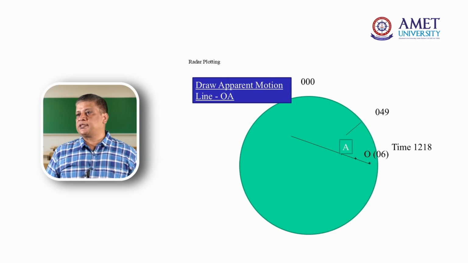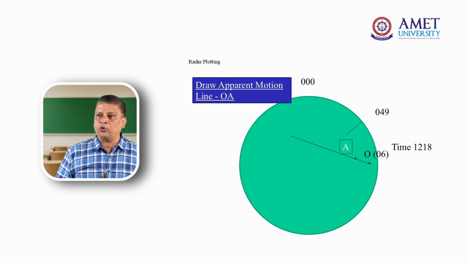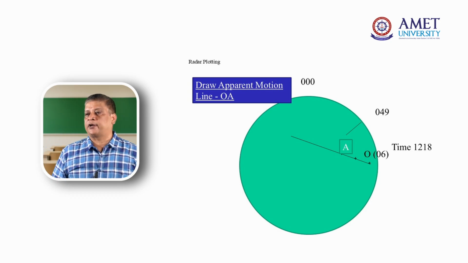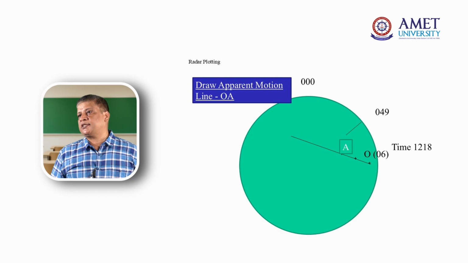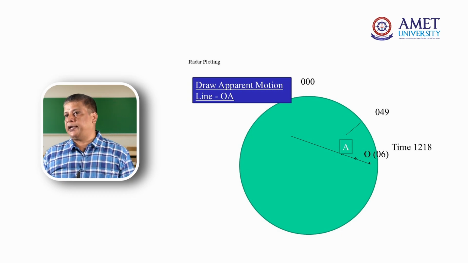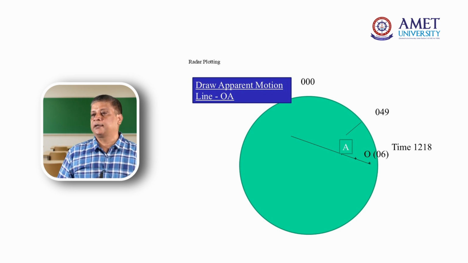We need the course and speed of the target, or we calculate the speed and course of the target, on the assumption that the target has not altered its course or altered its speed. So we join this line OA and extend it further. Now what does OA represent? See, our ship's course is 049 degrees. And what does this line OA represent? The OA line represents the line of approach of the target.